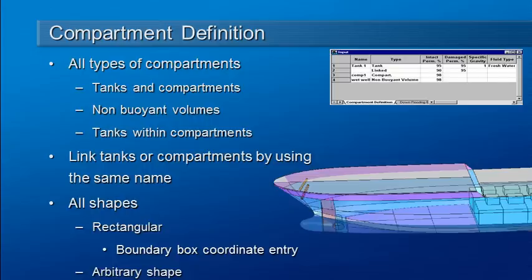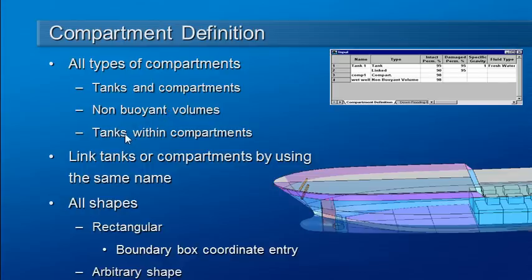Before we can carry out some of the more advanced analyses in Hydromax, we need to have some tanks and compartments defined. We have a number of different options. We can define tanks with fluids, empty compartments, and non-buoyant volumes, which are permanently flooded spaces. Examples of that would be bow thrusters, moon pools, and jet ducts.